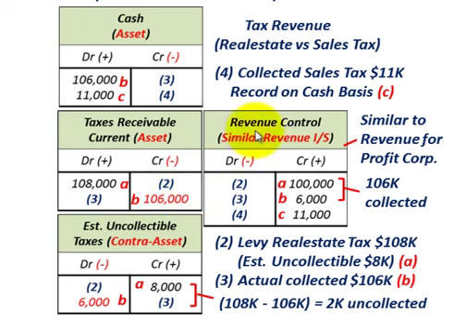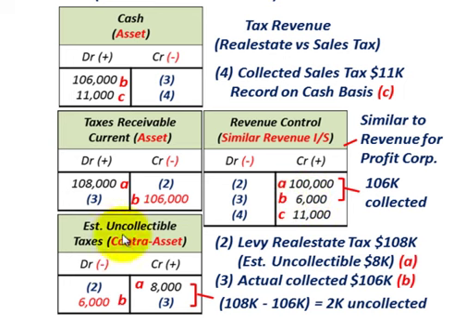Now, let's move over to our revenues control account. Remember, we originally recognized $100,000 here of the $108,000 levied. We have to increase that here by $6,000 because we actually now collected $6,000 more than we originally estimated. So we're going to have revenue control total collections here for that real estate tax at $106,000.